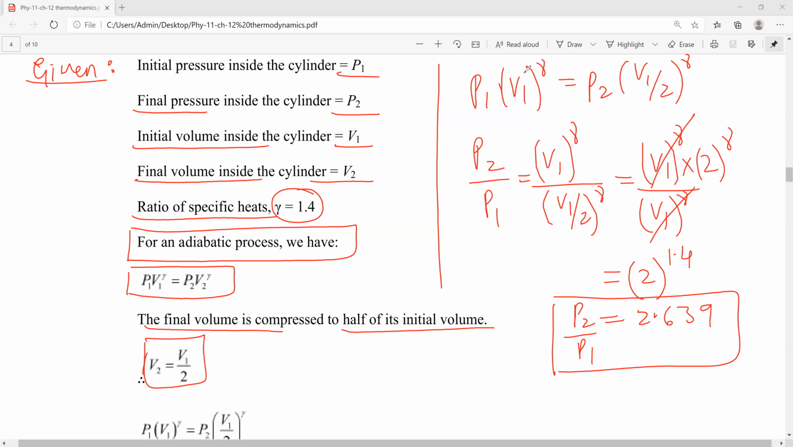So the pressure increased by a factor of 2.639. So look at what is given here.